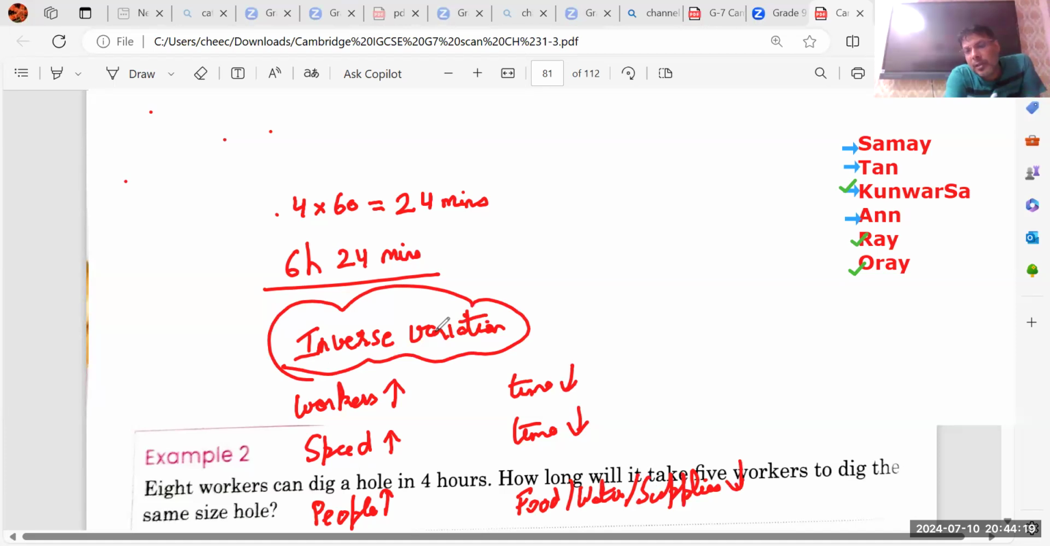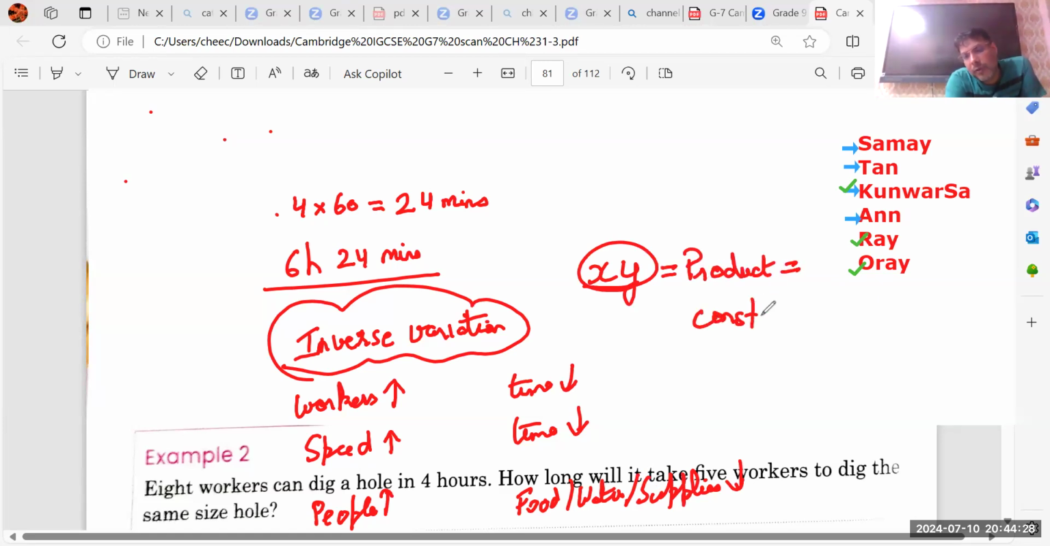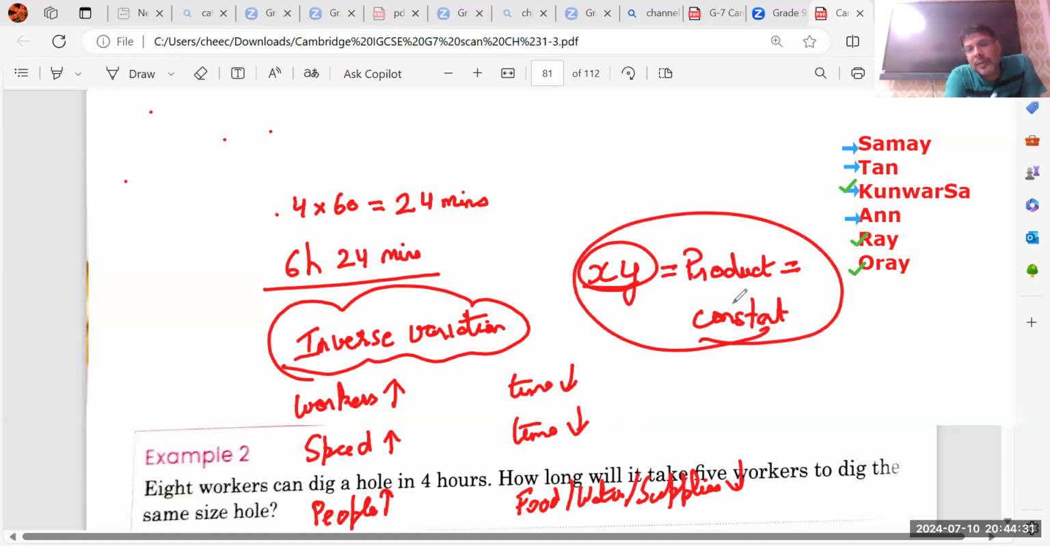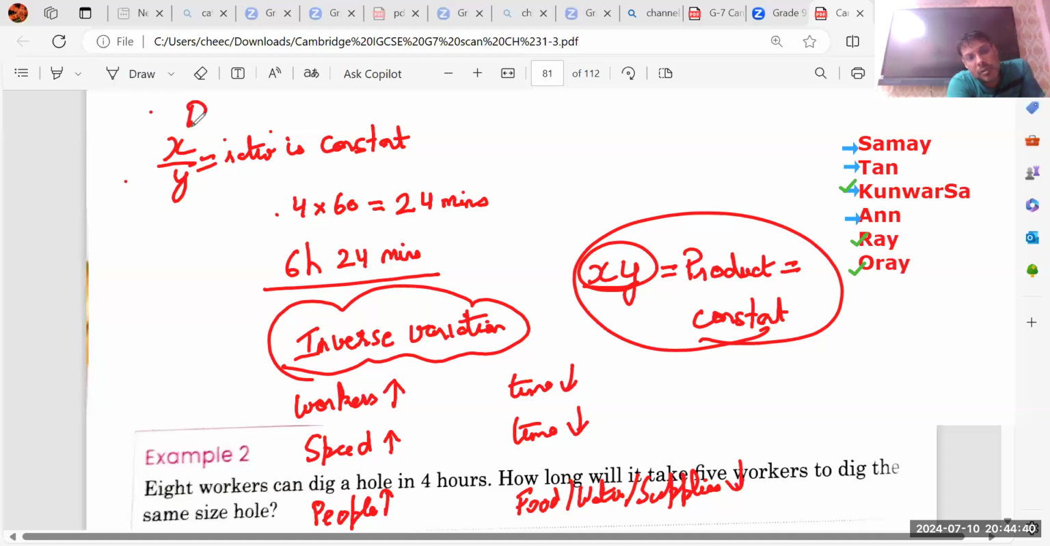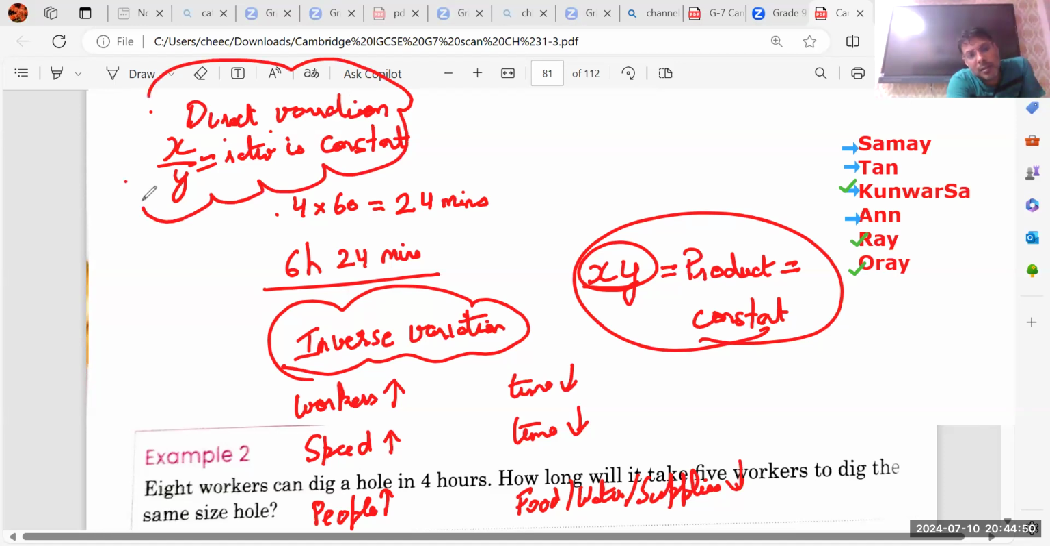In the case of inverse variation, x into y, the product, is constant. Please make a note of it if you don't know. In direct variation, x by y, or the ratio, is constant. Whereas in inverse variation, or indirect variation, what is constant? The product is constant. All right, got it?